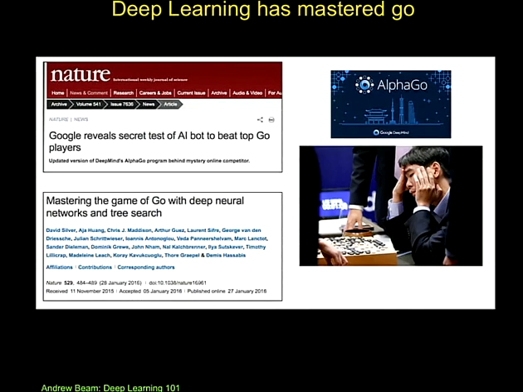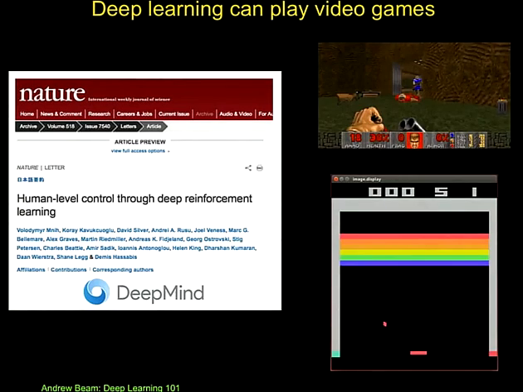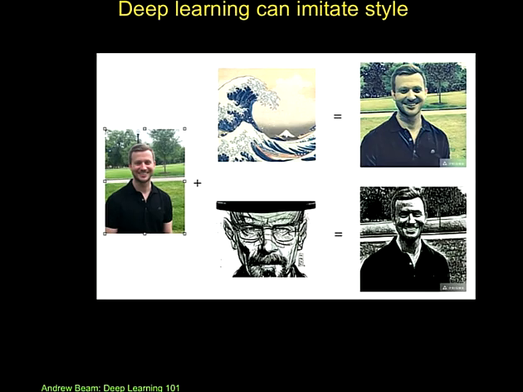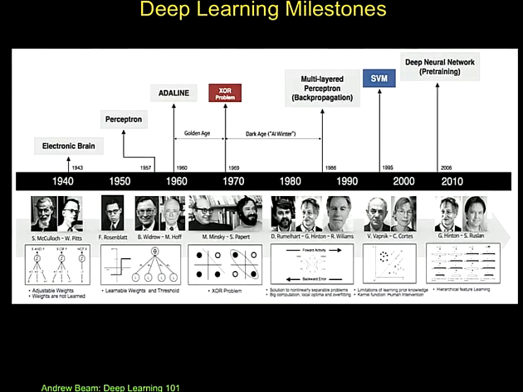Deep learning, as many of you may already know, has had a lot of successes over the past few years, which has really propelled it into the mainstream. It's mastered Go, so it can beat human masters at a very complex game. It can play video games. You can use it to imitate style, and also fill in gaps in images, et cetera. A lot of really neat tools have been coming out.